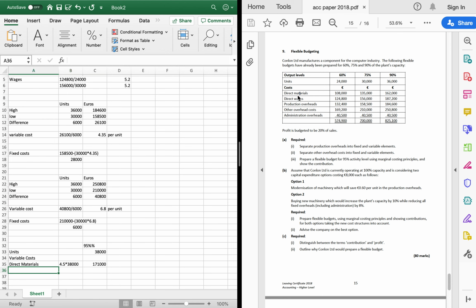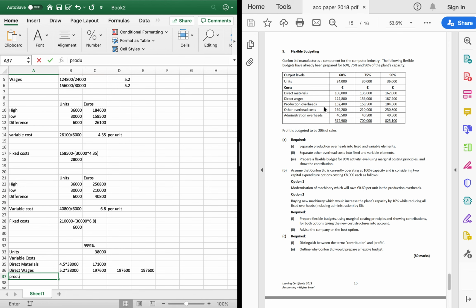That's completely variable cost. Second one is the direct wages. That's completely variable. So again, that was 5.20. We showed that at the start. So 5.2 by 38,000 is 197,600. There's two other ways you can get to that, as I said. Take your 124,800. If I took that 124,800, if I divided it by 24,000 and multiply by 38,000, I'll get 197,600. Or if I go 124,800 and divide that by 60, multiply by 95, I'll get the same answer, 197,600. So there's three different ways to do that. And the same with the direct materials.